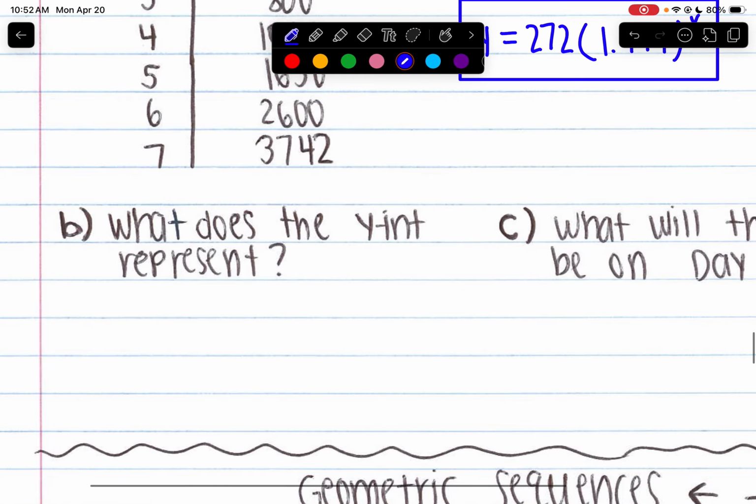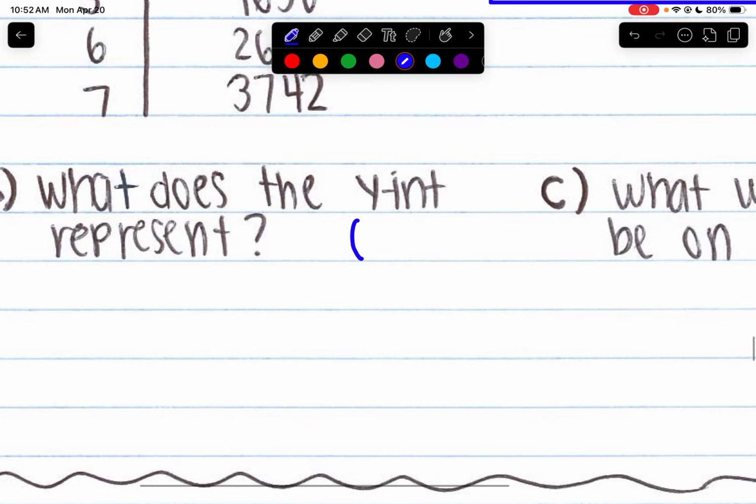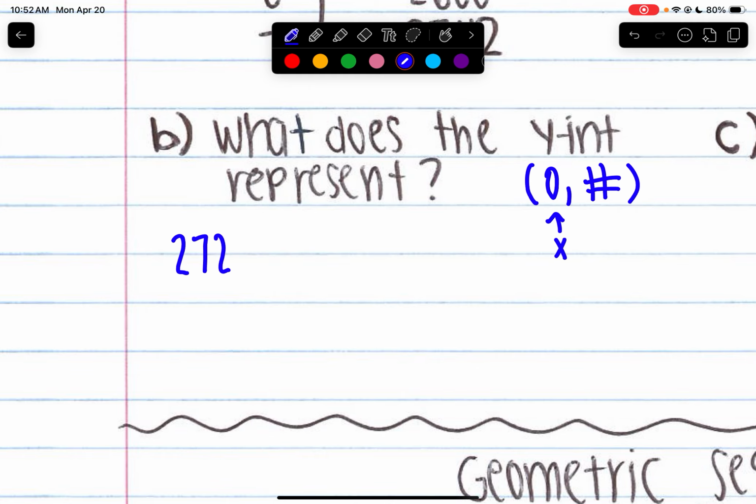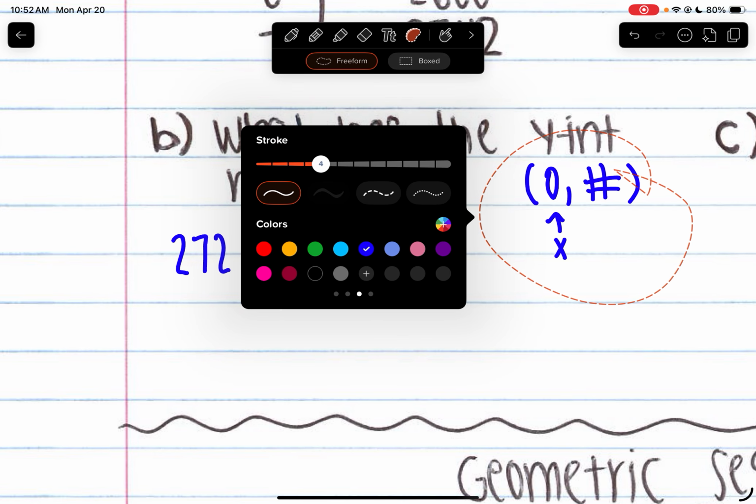All right, the next thing we see is, what does the y-intercept represent? So the y-intercept as a point is usually written as the point 0, comma number, right? 0, comma something. And we know that that x value is always 0. So we're going to plug in 0 for your x value just to calculate that y-intercept. So we have 272.